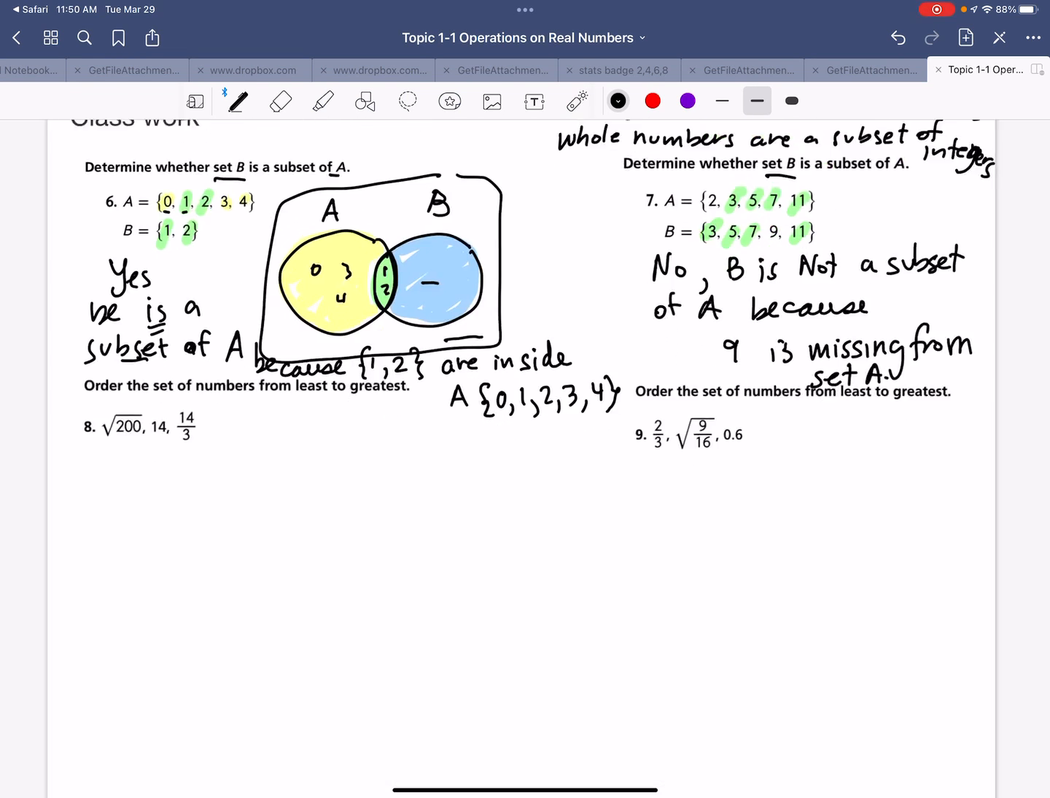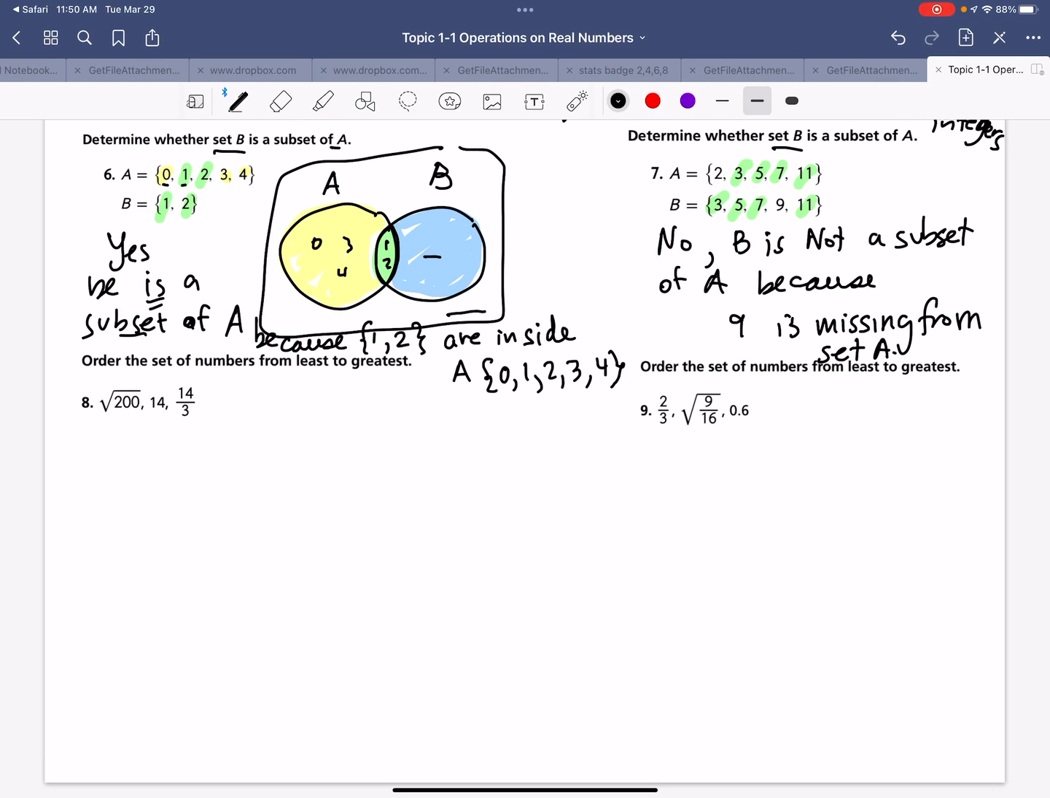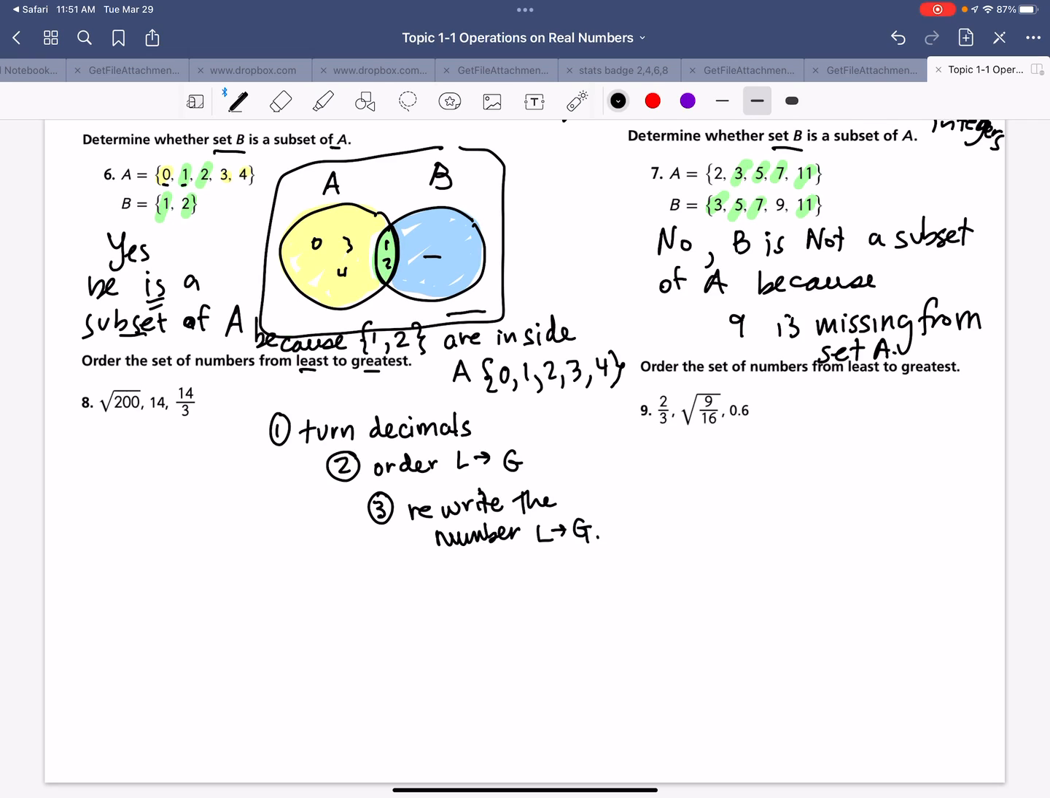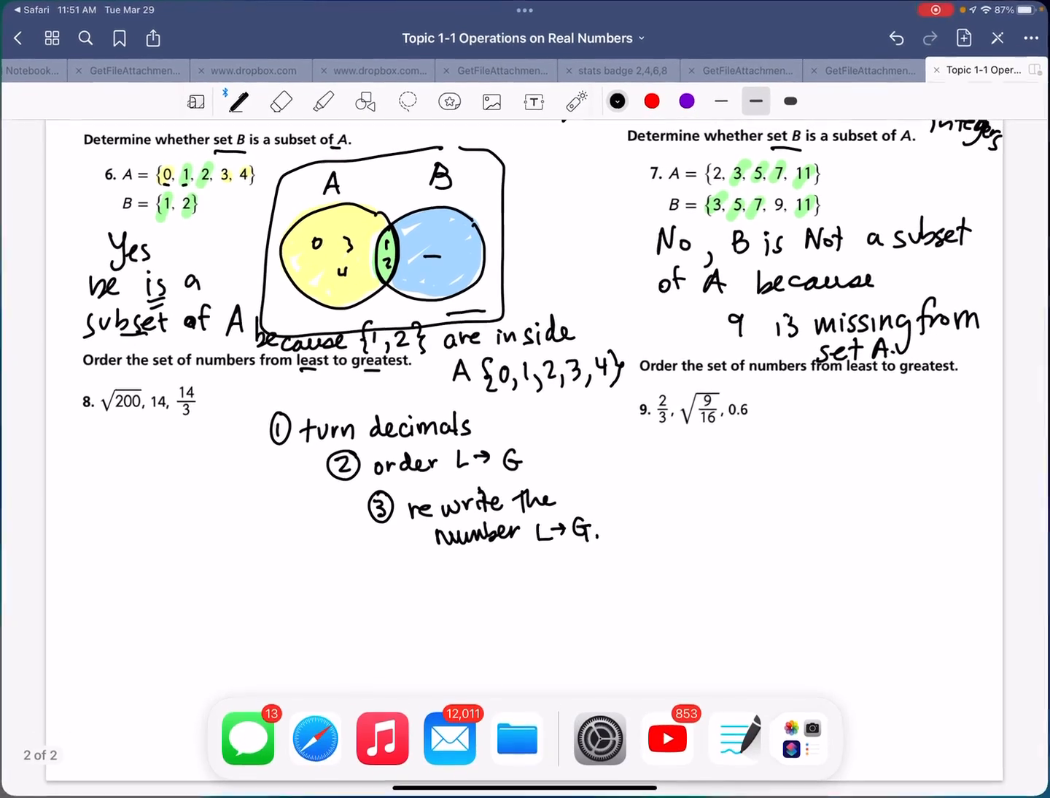All right, how do I order sets of numbers least to greatest? Step 1, turn them into decimals. Step 2, then order them least to greatest. Step 3, then don't forget to rewrite the numbers themselves that they asked you to order least to greatest. So for step 1, we have to turn this into a decimal.